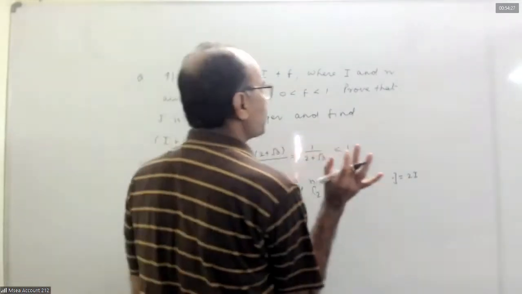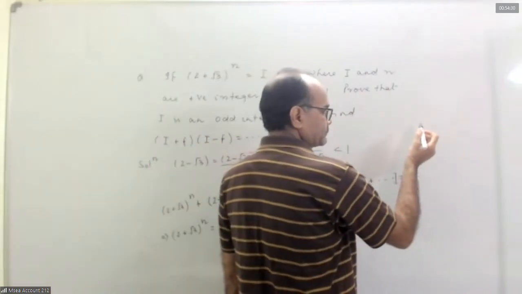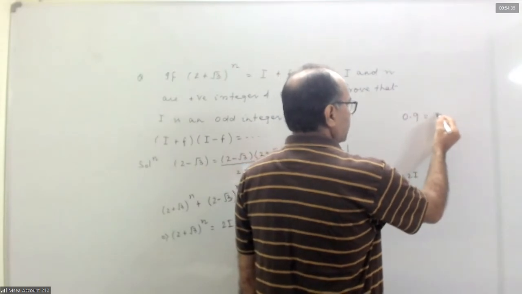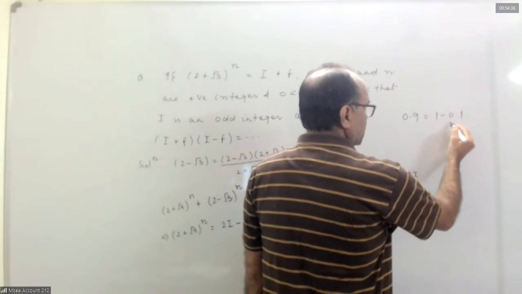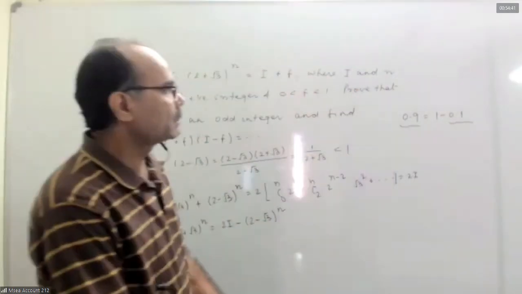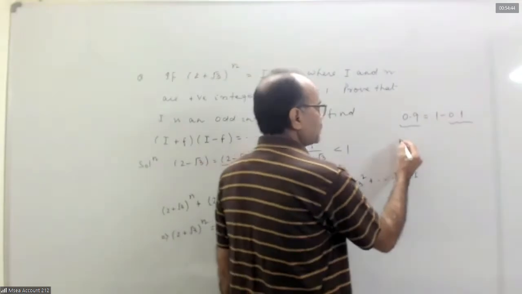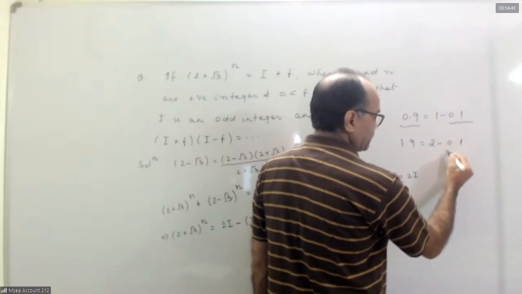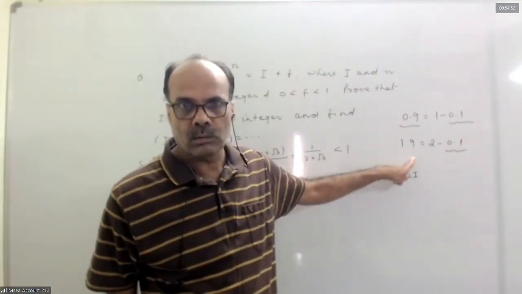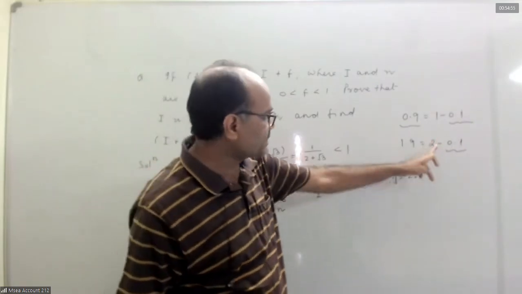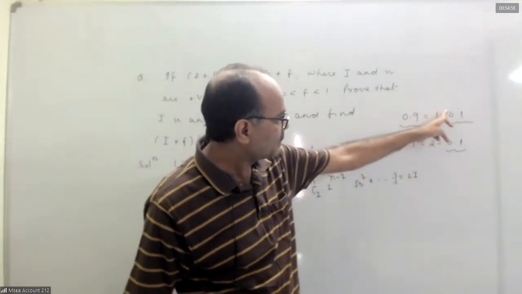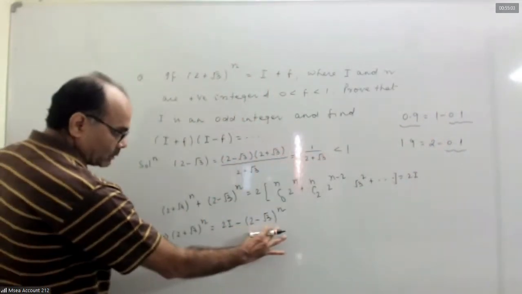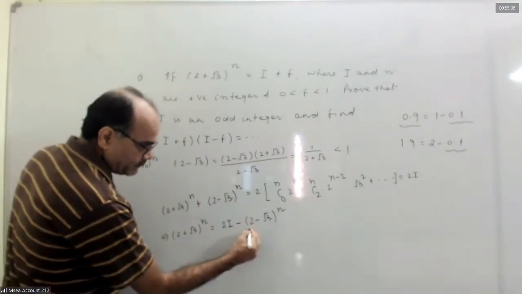See, suppose 0.9. If I write it as 1 minus 0.1, is it the fractional part of this? Or else 1.9: 2 minus 0.1. Is it the fractional part of 1.9? No. Fractional part here should be plus. So this is not the fractional part, because this number is between 0 and 1.